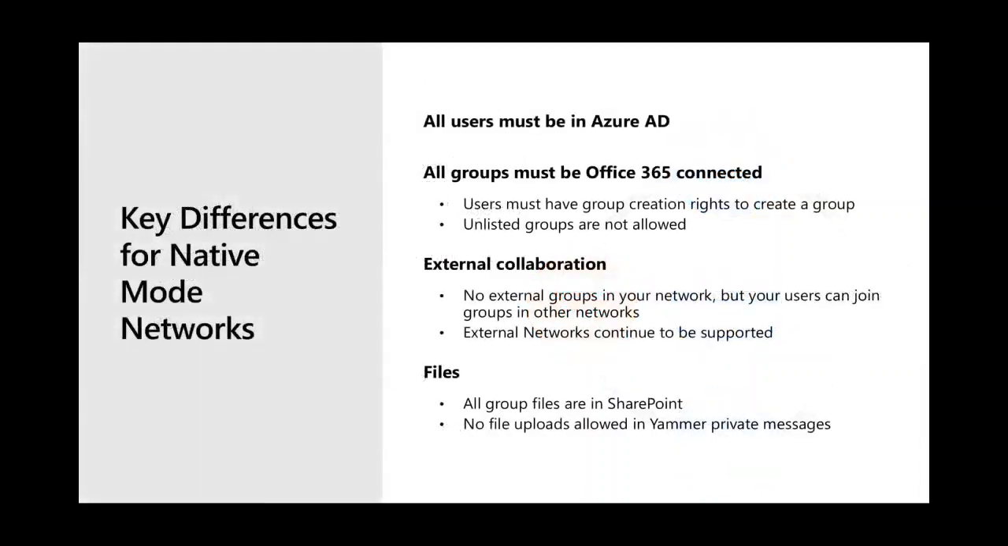So what are the key differences for native mode networks? I've touched on this in previous slides, but I really want to make sure that it's clear to everybody what actually happens when you align your network to native mode. First and foremost, all users have to be represented in Azure Active Directory. This means that if you're using legacy authentication currently, that is something you will need to update. All of the groups must be Office 365 connected.